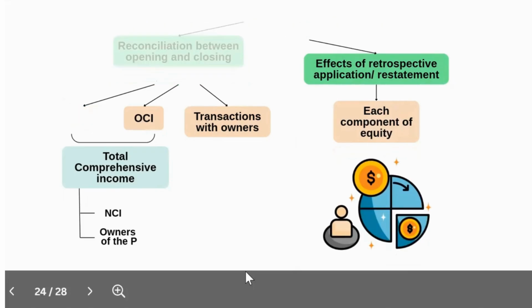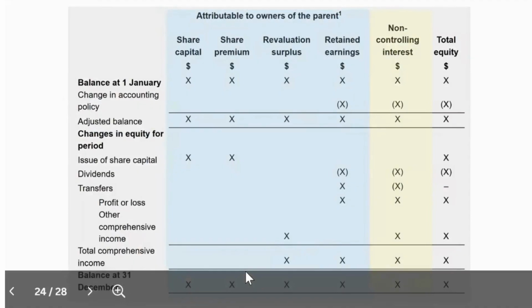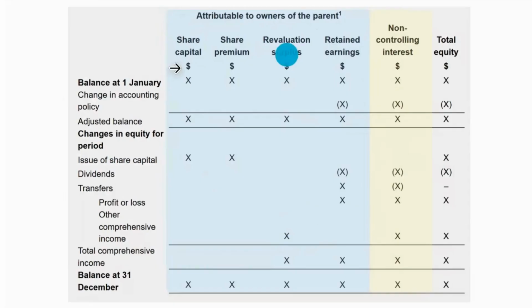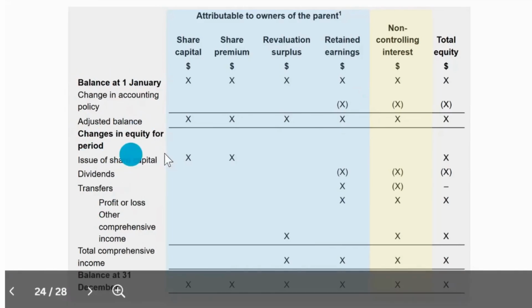Okay, now let's look at an example of the statement of changes in equity. As you see here, we have those attributable to owners of the parent and the non-controlling interest stated separately. And we start with the balance at 1st of January, so this is the opening balance. If we had some change in accounting policy or other kind of restatements such as errors, we show them here first and adjust the balance for the beginning. And then we show the change in equity for the period, such as issue of shares, dividend, transfers, let's say profit or loss, other comprehensive income that were transferred to retained earnings, and total comprehensive income and balance as at the end of the period.